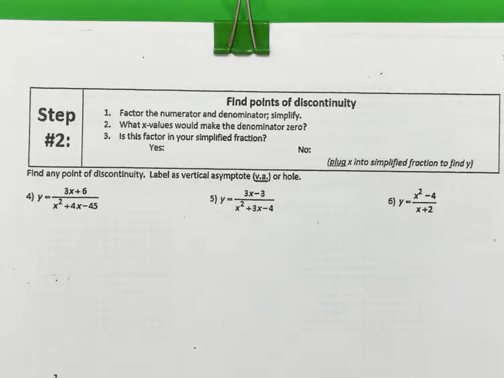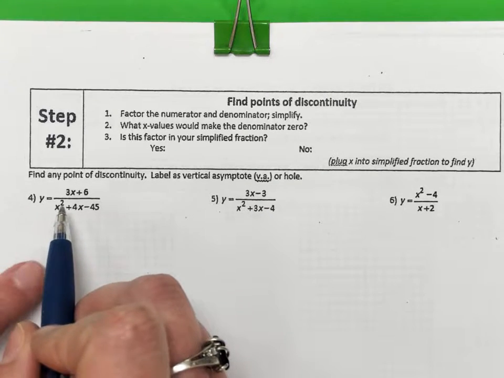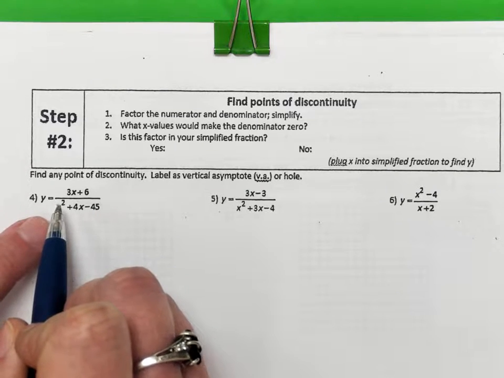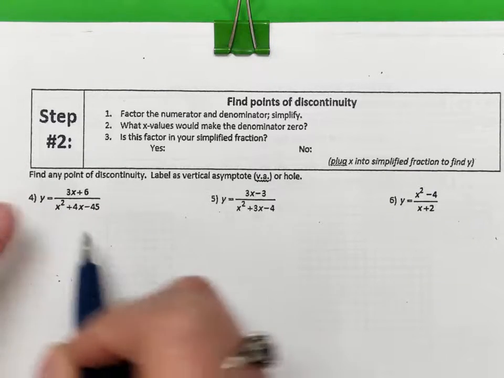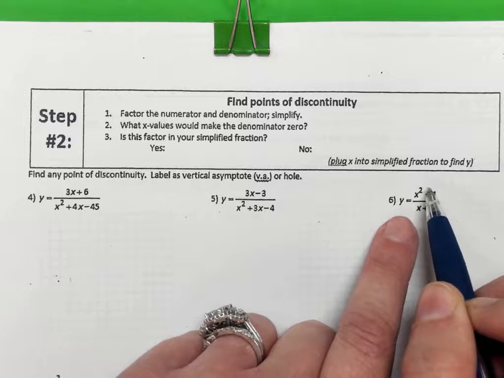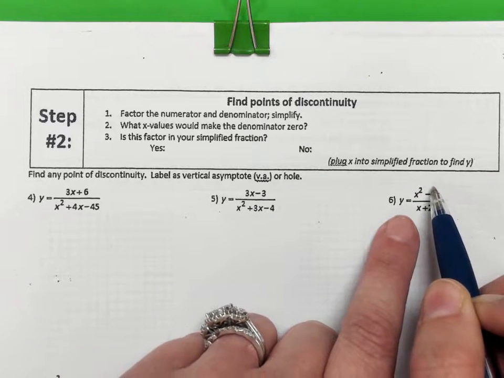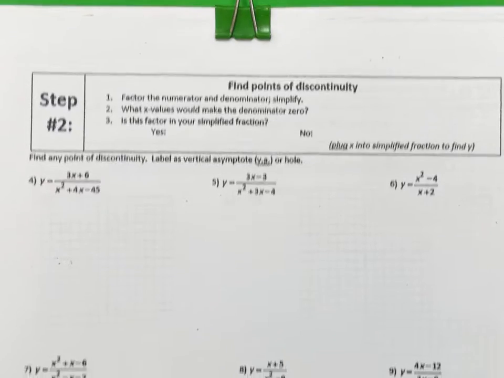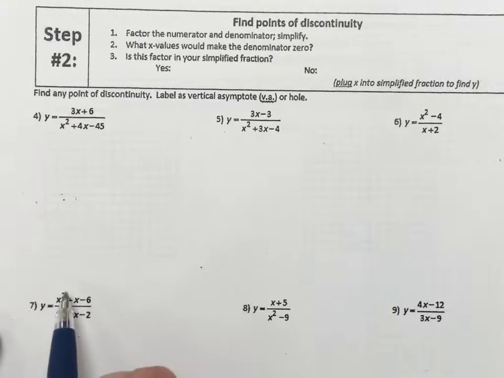Alright guys, so yesterday we talked about horizontal asymptotes, and we said that if the bigger degree was on the bottom, like number 4, then you would have a horizontal asymptote at y equals 0. Number 6, if the bigger exponent was on the top, then you didn't have a horizontal asymptote at all. But if you look at number 7, where the degrees are the same, then you would divide the leading coefficients. In this case it would be 1 divided by 1, which is just 1.